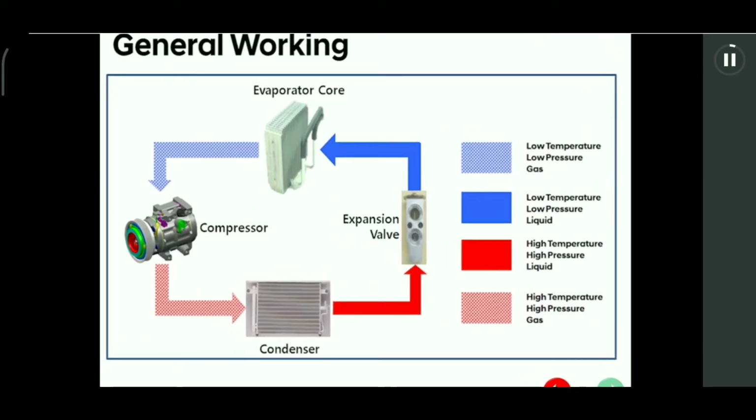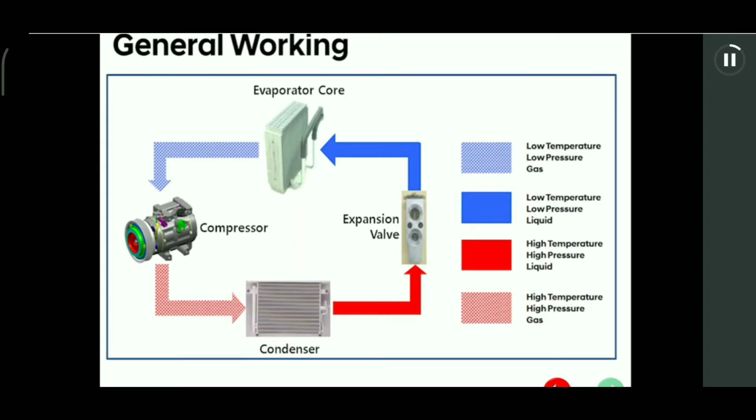First, the compressor starts to compress the refrigerant to high pressure, high temperature gas. Then it reaches the condenser and gets converted into high pressure, high temperature liquid. Then it goes to the expansion valve and gets converted into low pressure, low temperature liquid.